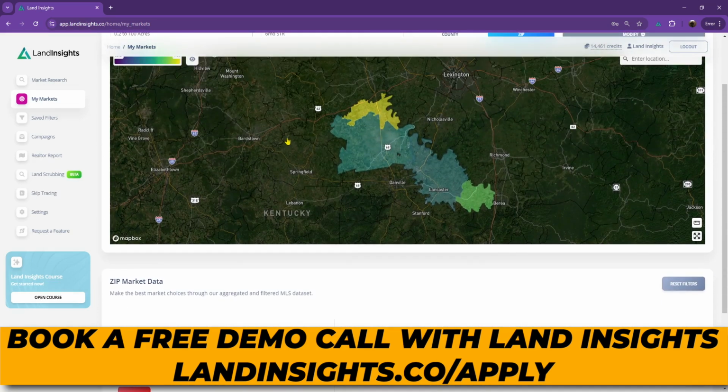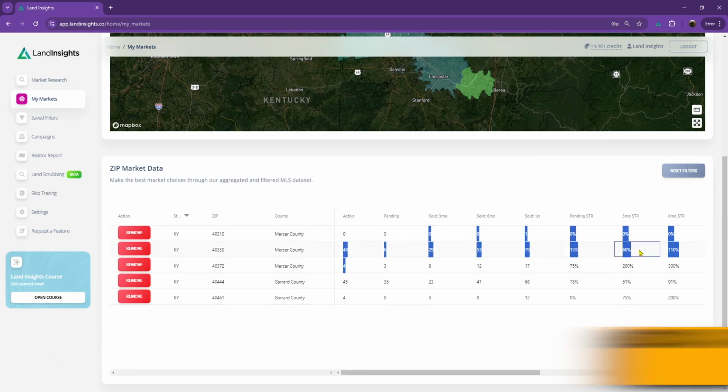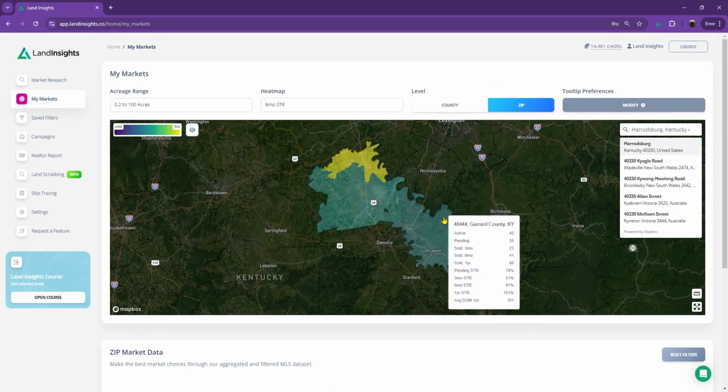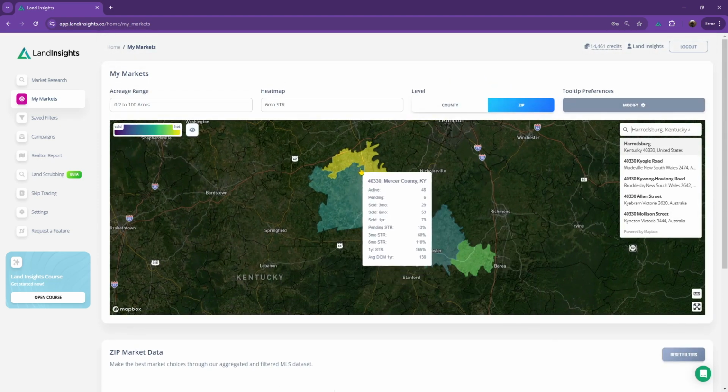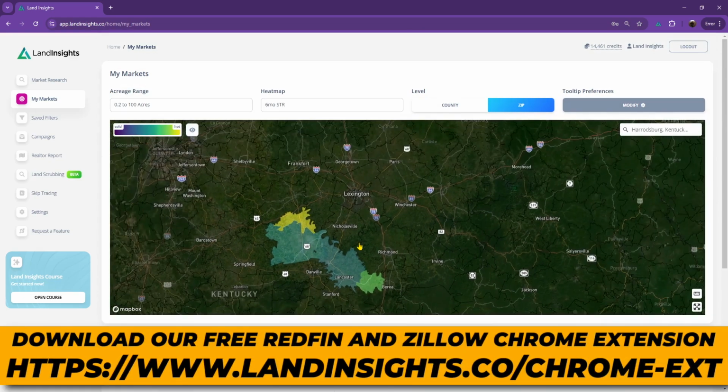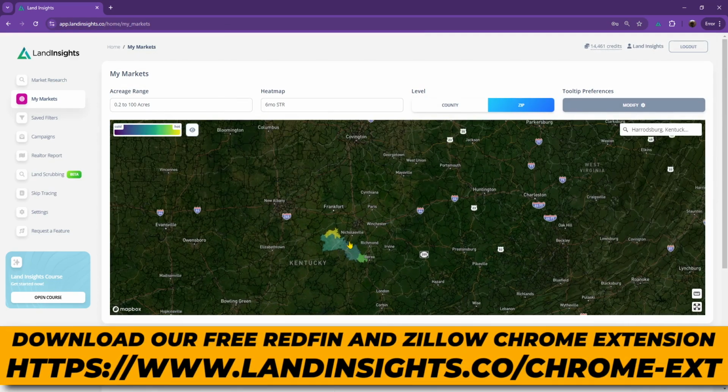Generally, when I'm looking at zip codes, I wouldn't recommend using too many filters because that's just going to limit the data that you see, and you're already doing that intentionally by looking at markets that you've chosen. So keep that in mind as you conduct your analysis in My Markets.